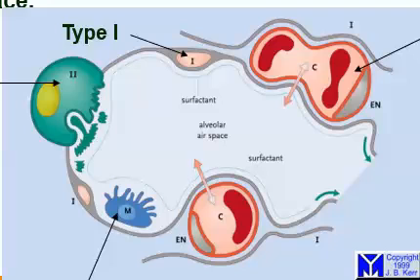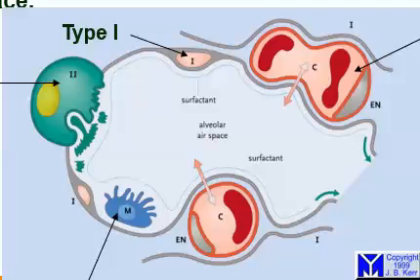And acting as a detergent, surfactant facilitates the removal of amniotic fluid from the lungs at birth before the first breath. So when you have a child that is premature and the lungs have not produced enough surfactant, which can cause some problems, perhaps you would see the lungs collapse.